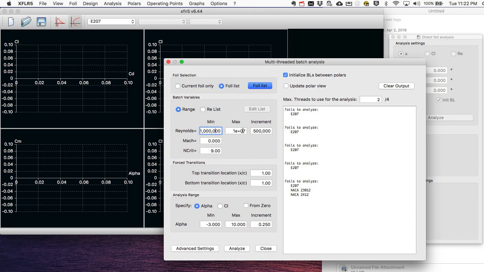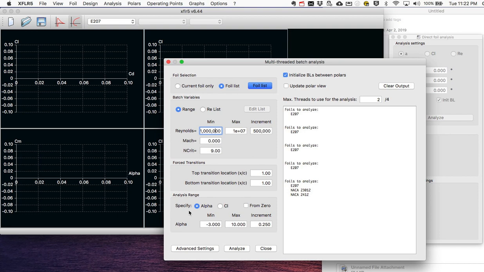If you had to go above 10 million, you'd have to do 1 million to say 20 million if you had a long cord. Then don't touch the mock. The end crit, stay 9. This is related to the free stream turbulence level. This is suitable. And no tripping of the boundary layer. We'll let XFoil handle that.